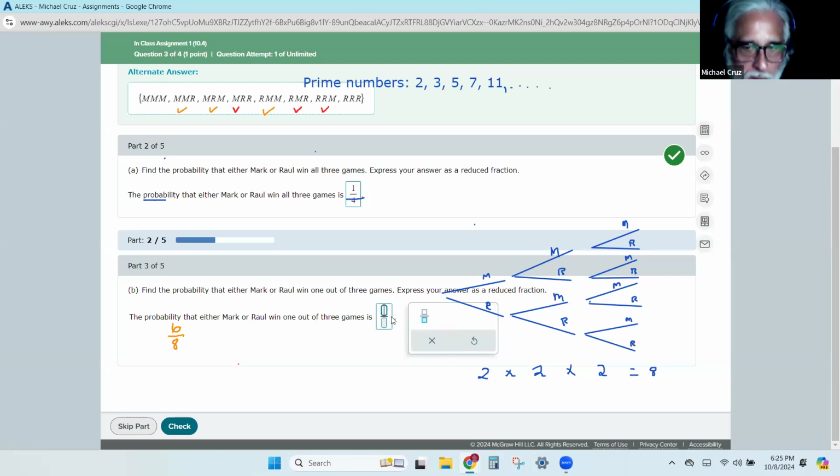So that simplifies because both of them are divisible by 2. 6 is divisible by 2 once, and 8 is divisible by 2 three times.